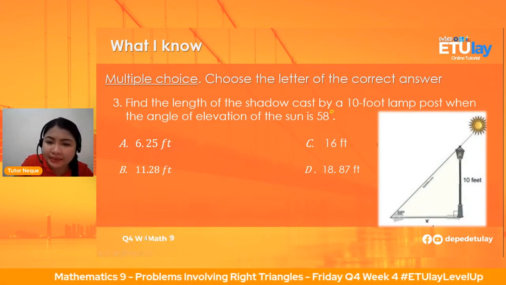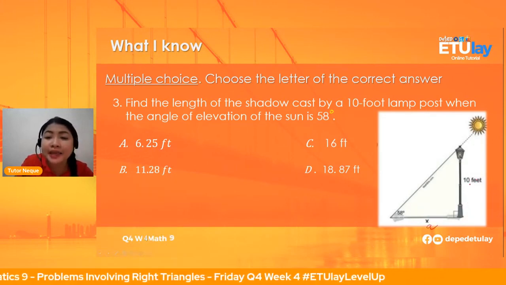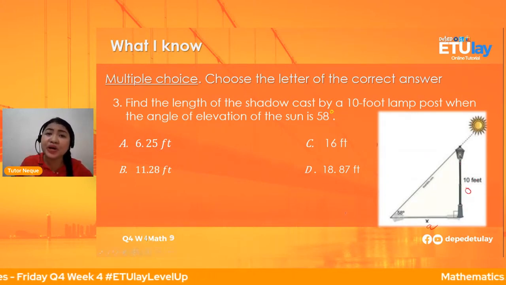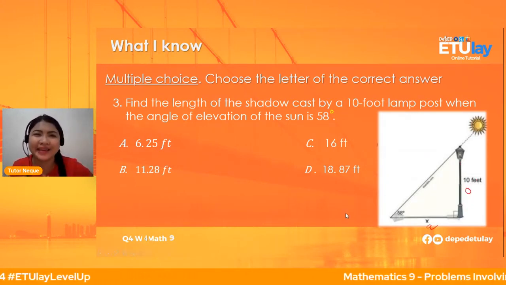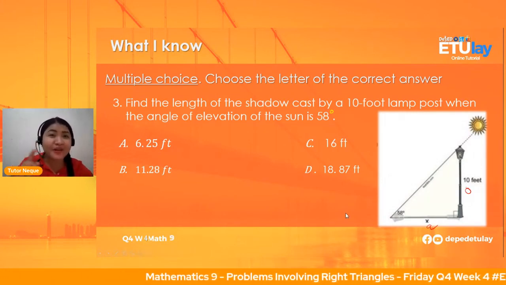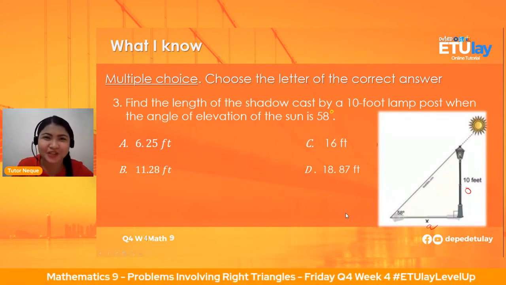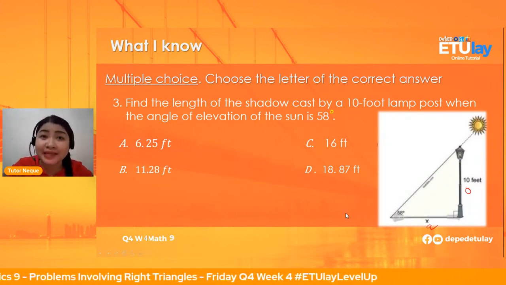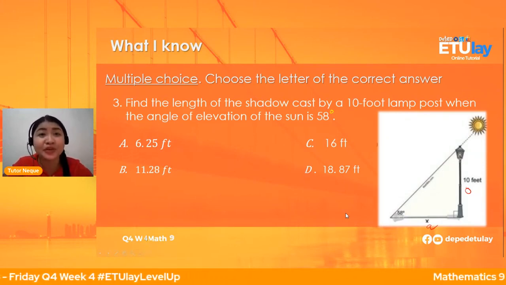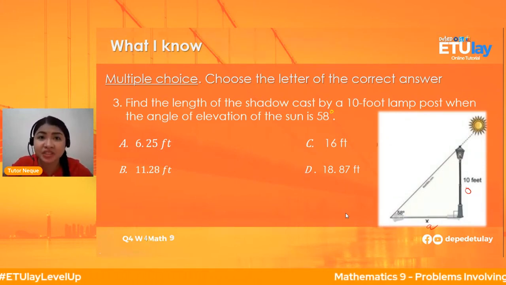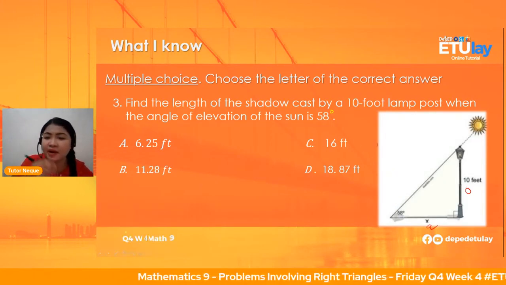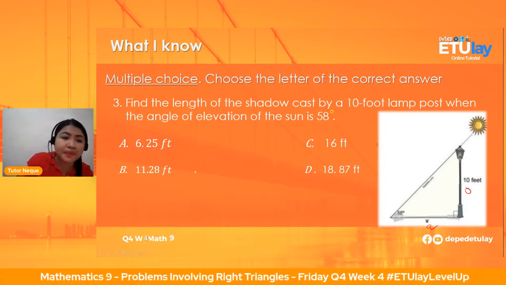And of course, the height. The height is the opposite side. So we can also use, anong function ulit? Yes, that is tangent function, OA. So if there's OA, use tangent function. Alright, usually pag dalawang legs ang given, yung isang leg hinahanap at given yung isang leg, you will be using tangent function. Alright? So let us solve while you are answering.